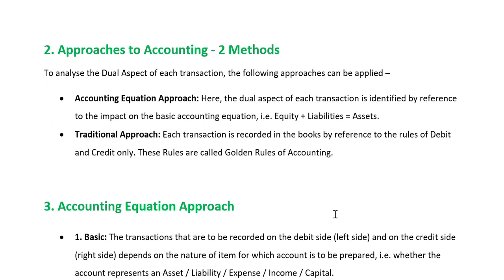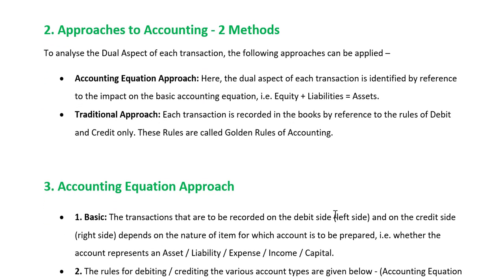I believe it makes sense to all of you. Let's move ahead with another topic, and that is approaches to accounting. There are two approaches to accounting. There are two methods. One is a modern method, another is a traditional method. The accounting equation approach is also known as the modern approach. And we have the traditional approach.